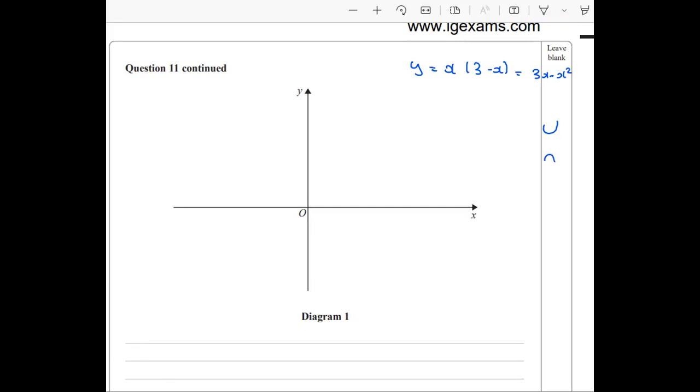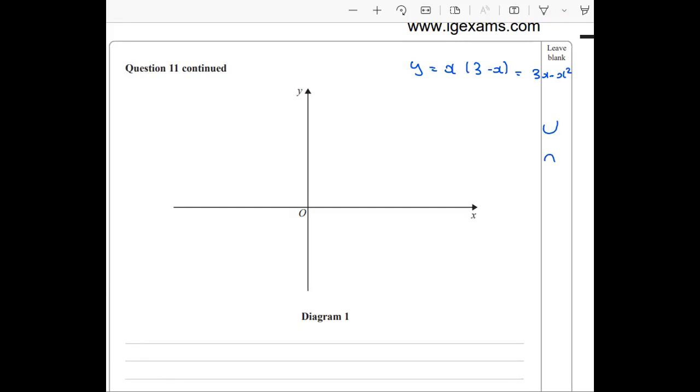Like a U or the other way around? Think about it. Oh, sorry, like the other one, the sad one, because we have minus x squared, right? Yes. So this means that it would be the other way around. Okay, very good. So it would be of this shape.